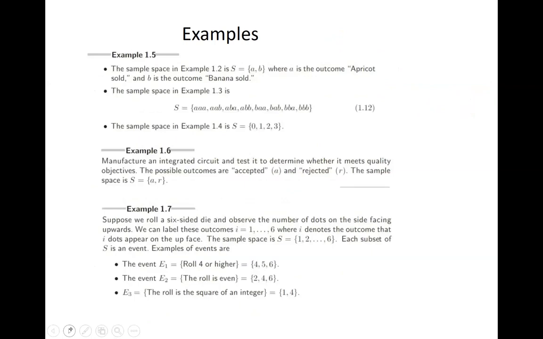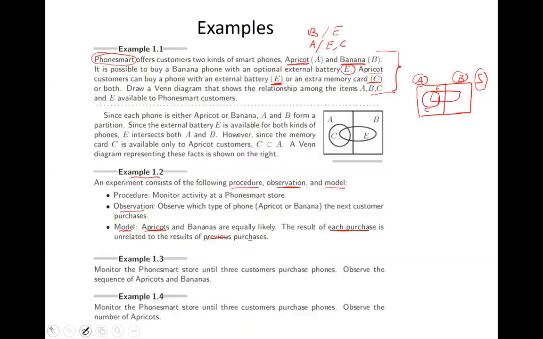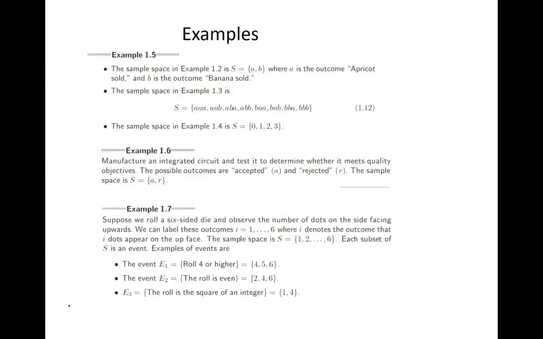Here is an example again. So it's about example 1.2 again. Phone Smart company, Phone Smart store. Here we have a sample space, as we said earlier. So we can define a sample space here with elements A and B, where A is the outcome that the apricot sold, and B is the outcome that the banana sold.